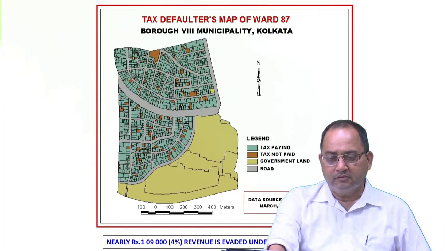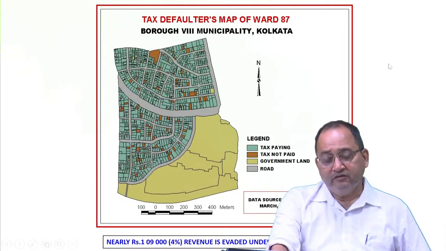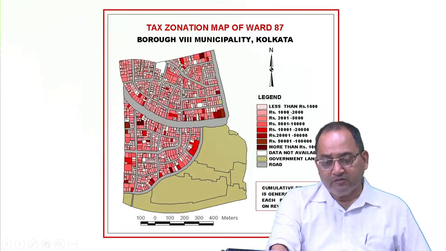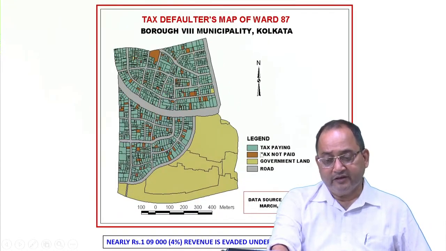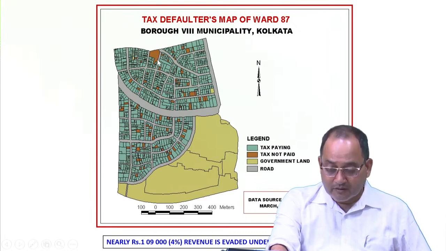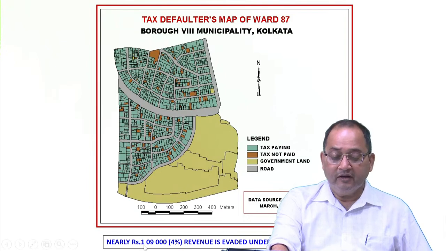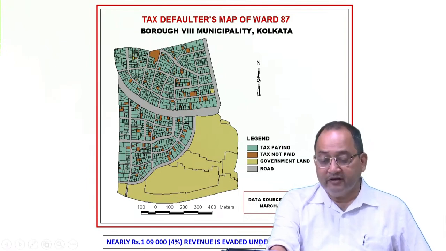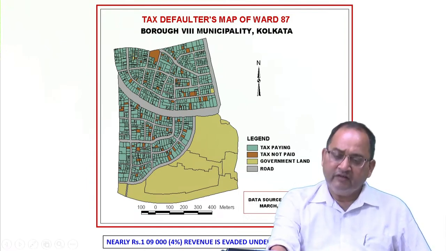Okay. Now this map is a very important map. It tells us how much money is expected to come. Secondly, it tells us how many people are paying the taxes and how many have not paid the taxes. So here we can identify which are the defaulters and how much money is evaded under the 79 plots. Here we identified some number of plots which were evading the tax.